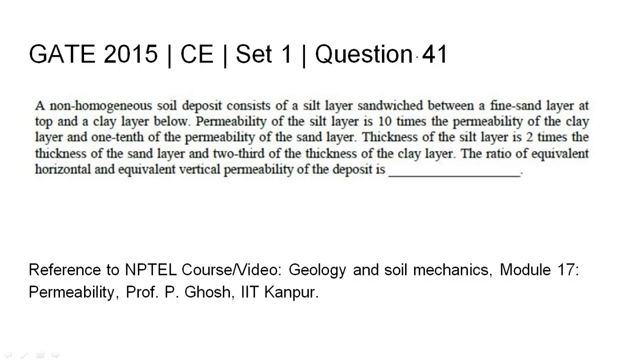GATE 2015 Civil Engineering Set 1 Question 41. A non-homogeneous soil deposit consists of a silt layer sandwiched between a fine sand layer at the top and a clay layer at the bottom.